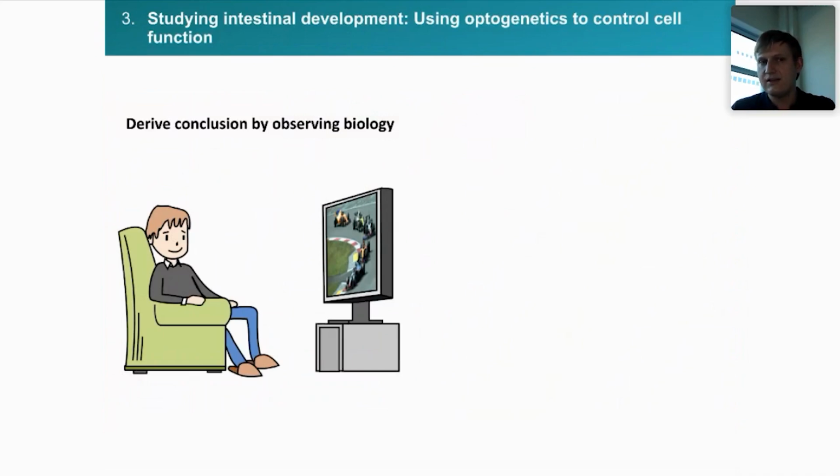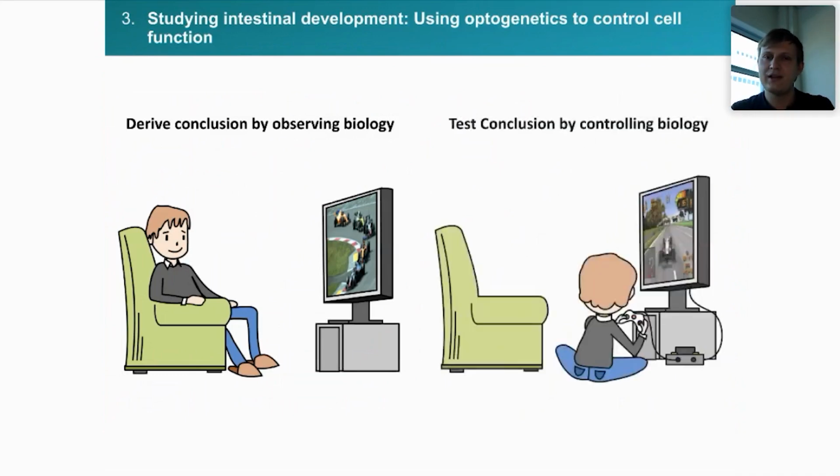So what I want to say here is really that imaging and organoid technology in combination allows us to derive conclusions based on the observations that we can make. Another aspect that I want to bring in, because this is what I work on in the lab of Hans Clevers right now, is to test some of these conclusions that we have derived from observation, by actually controlling the biology. So not watch it passively and observe what is happening, but actually change the behavior of cells at will.